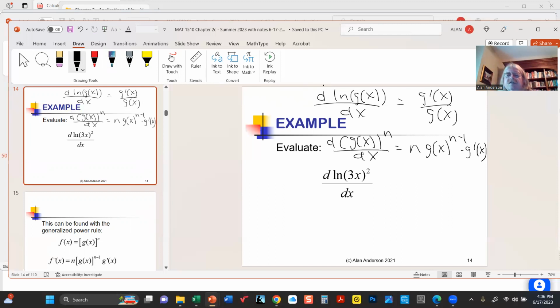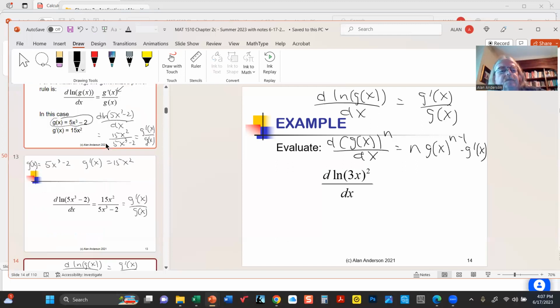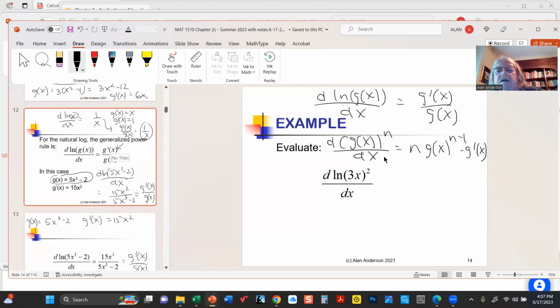So yeah, you've got 2 things going on here. The derivative of log g of x is simply g prime of x over g of x. And the derivative of g of x to any power n is n g of x to the n minus 1 times g prime of x. So how do we treat this one?